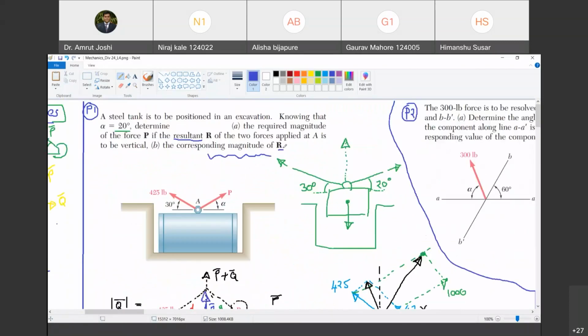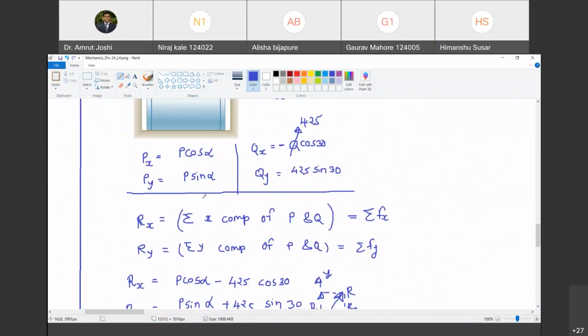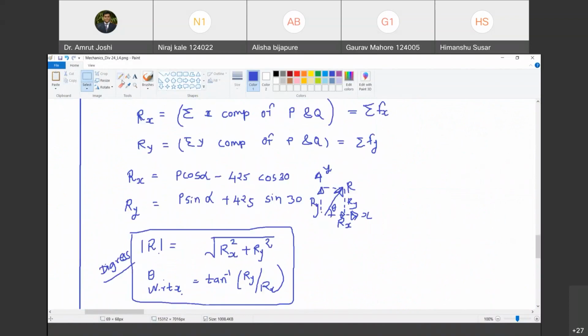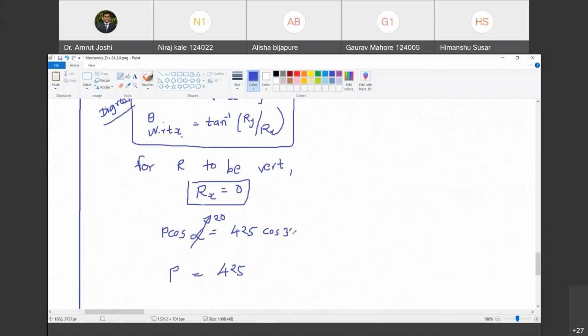Now, is alpha given in the problem? Knowing that alpha is 20 degrees, so we know the value of alpha. Happy? Yes. So therefore, P must be equal to 425, sorry, cos 30 है ना? हाँ. 425 cos 30 divided by cos of 20. Tell me how much is this? What is the value of P?